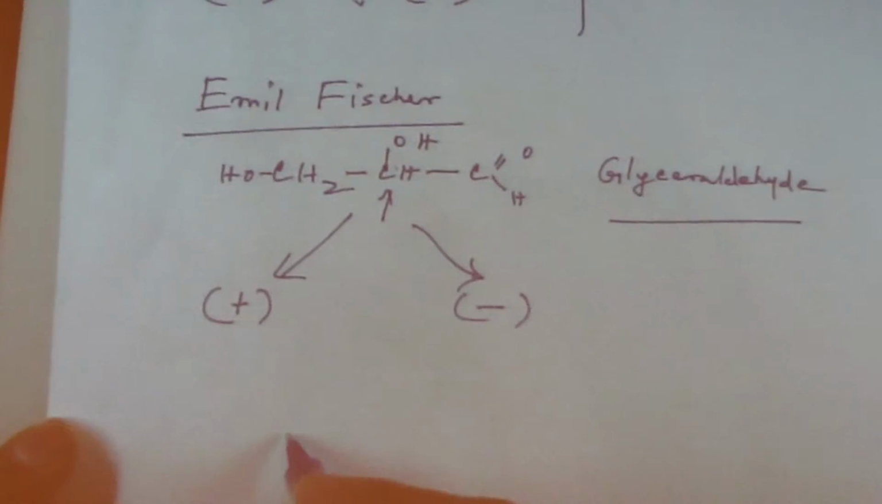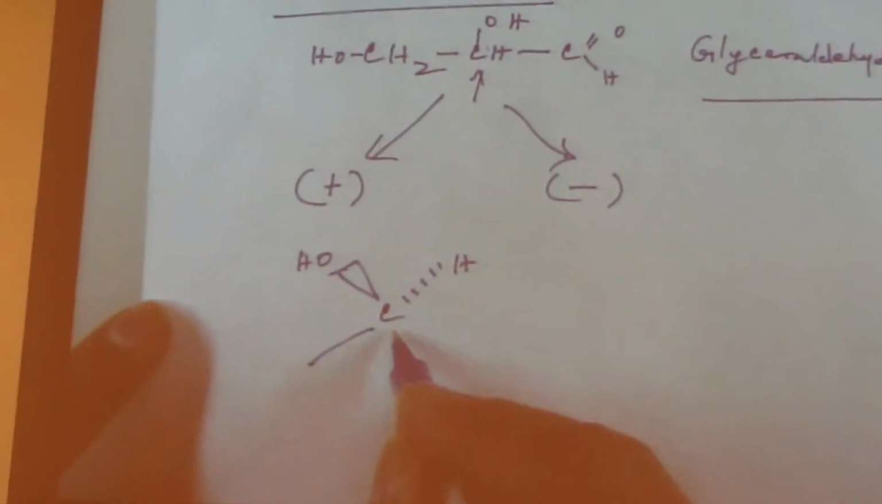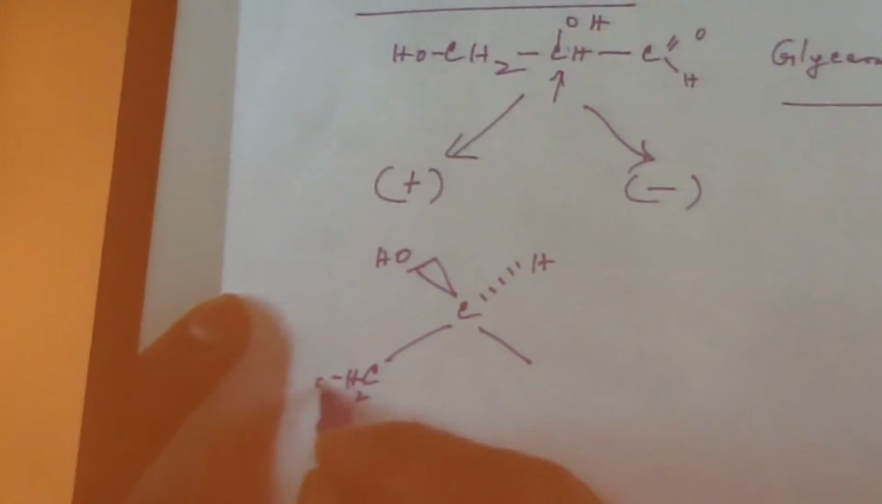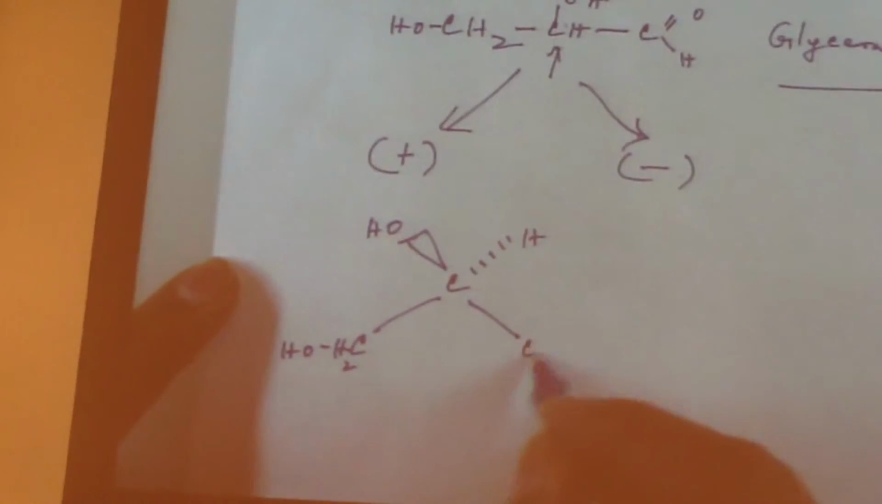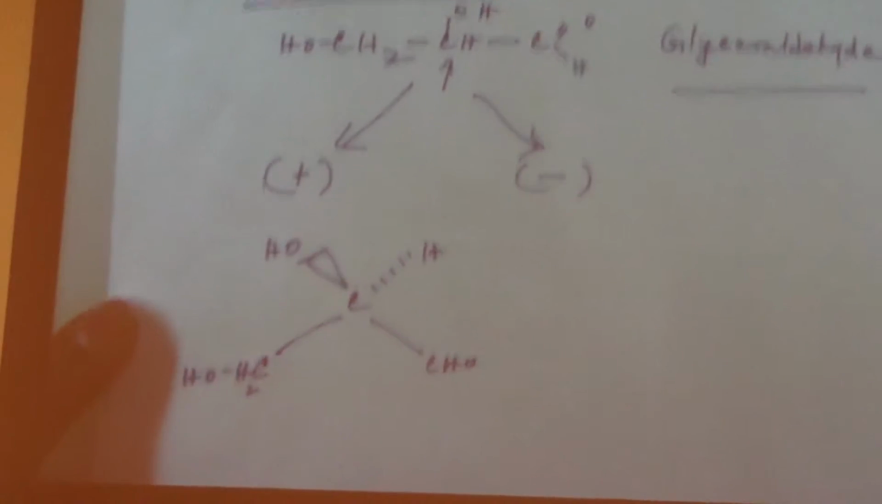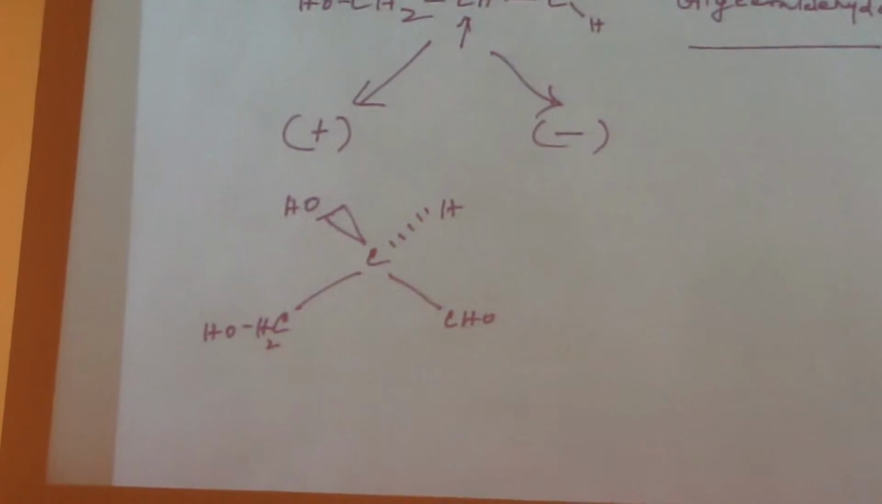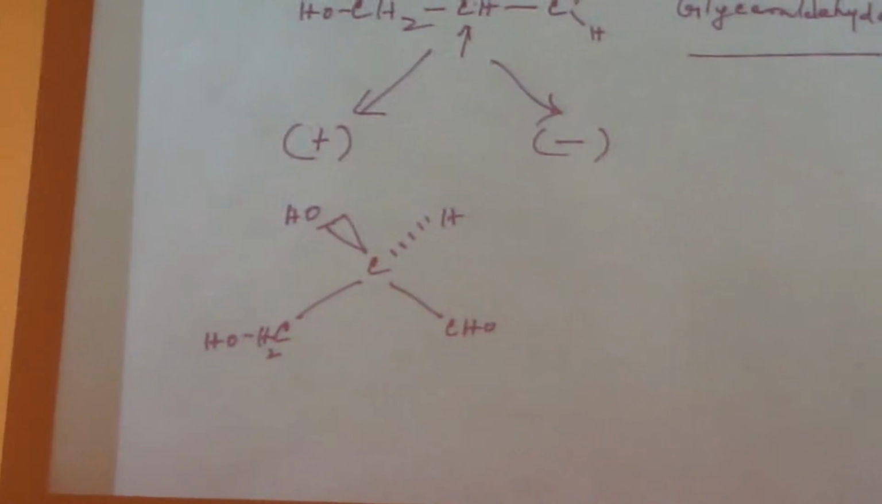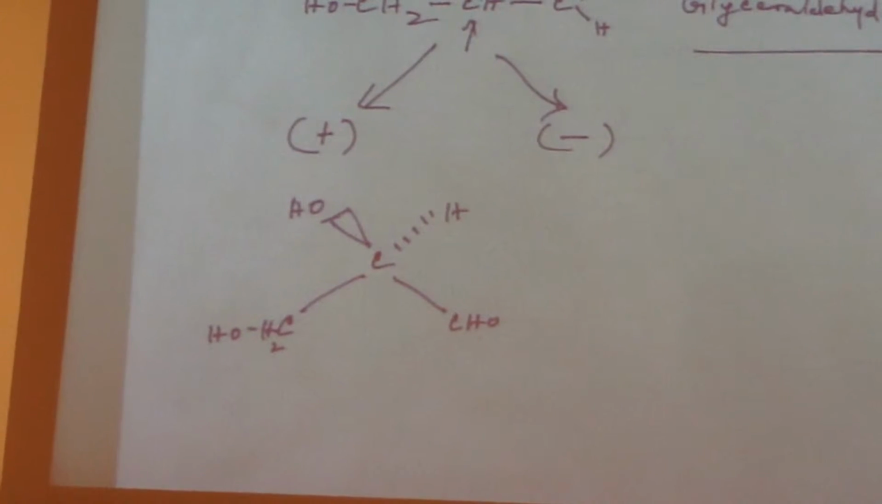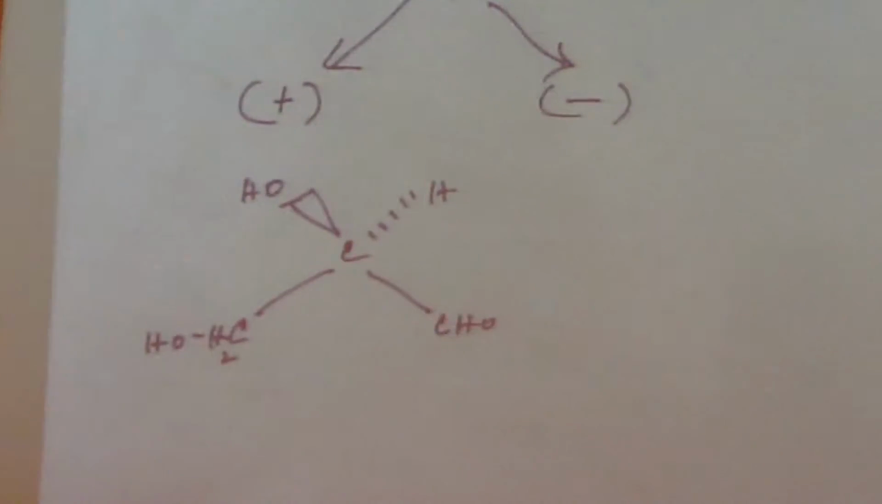One would be, let's draw the structure. In one case, we can have the OH group, this is the hydrogen, and because it's a tetrahedral carbon, you have CH2OH and CHO. I'm abbreviating this to CHO. So these are the four different groups, and you can have it look like this. This is what we call the absolute configuration of this molecule.